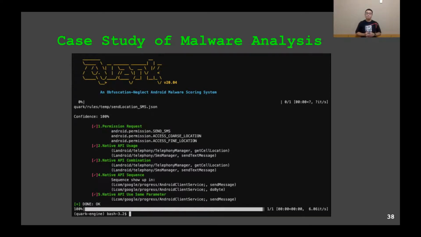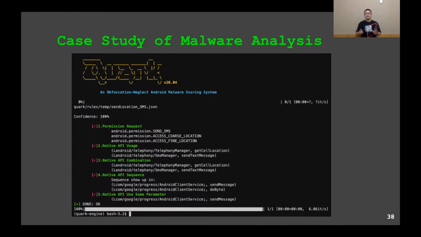So let's see. In stage one, permissions like send SMS, access coarse location, and find location are requested. In the second stage, key native APIs like get cell location and send text message are used. In stage three, we found a certain combination of native APIs exist. In stage four, we found that in functions like send message and do byte, the APIs are called in the right sequence. And in stage five, in function send message, we found that those APIs are handling the same register.